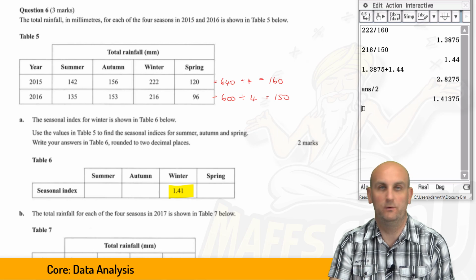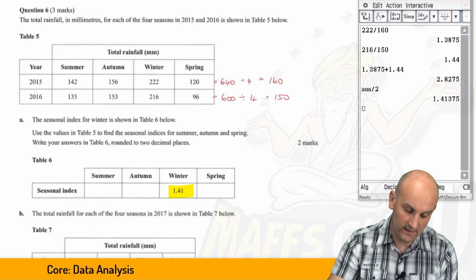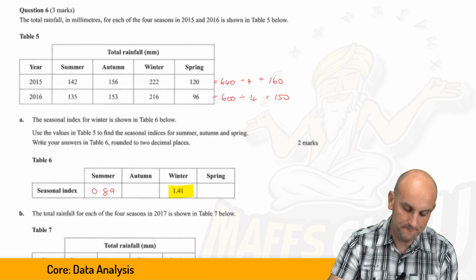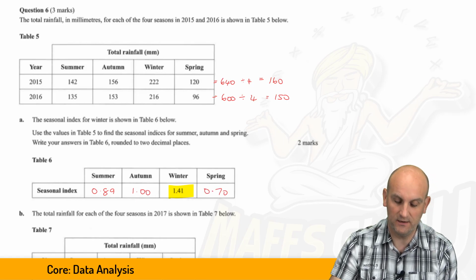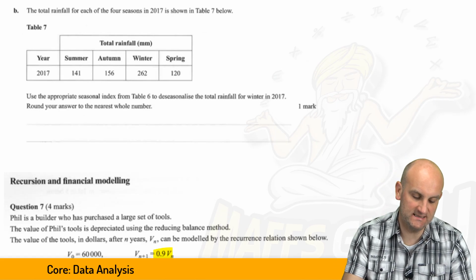Now, I'm not going to bore you with all the individual calculations. I've already shown you how to do it there. But what I ended up getting when I did this was 0.89 there, 1.0 there, or 1.00 to 2 decimal places, and 0.70 there.